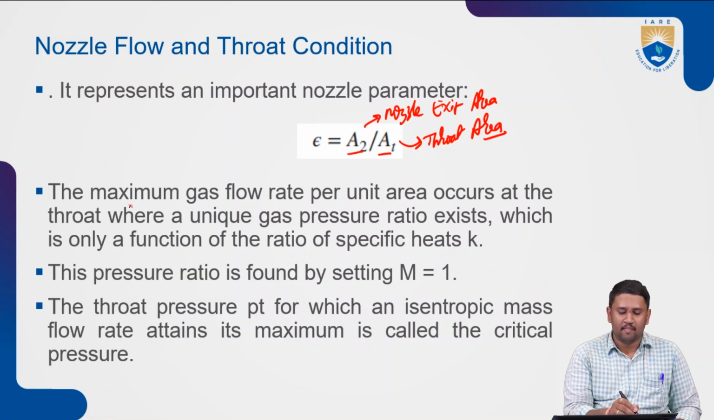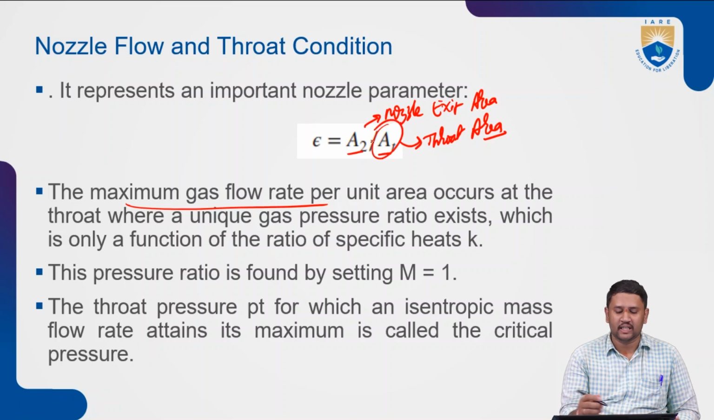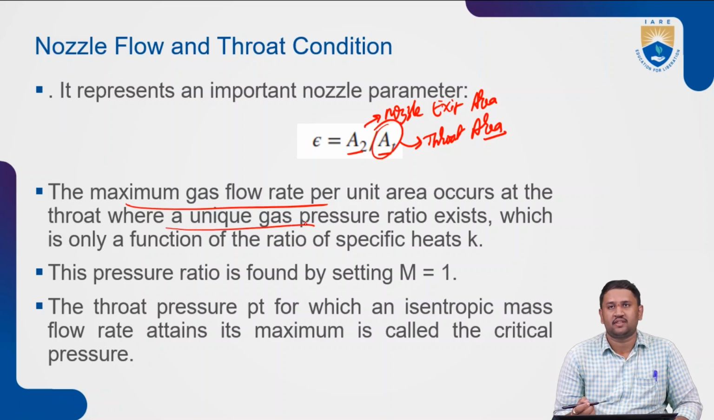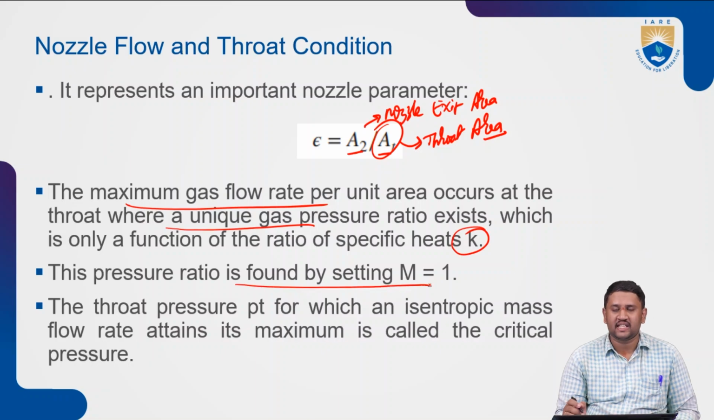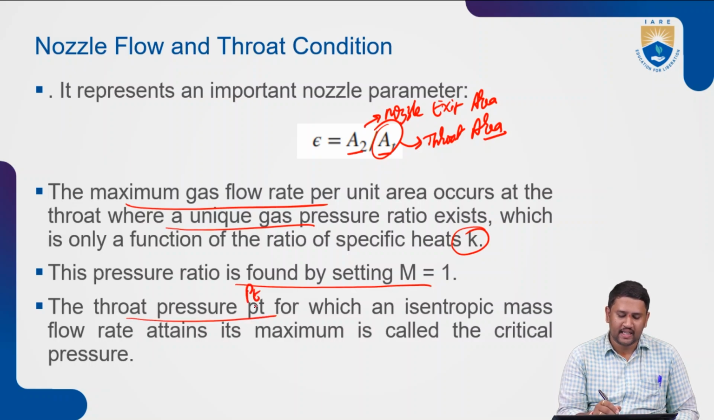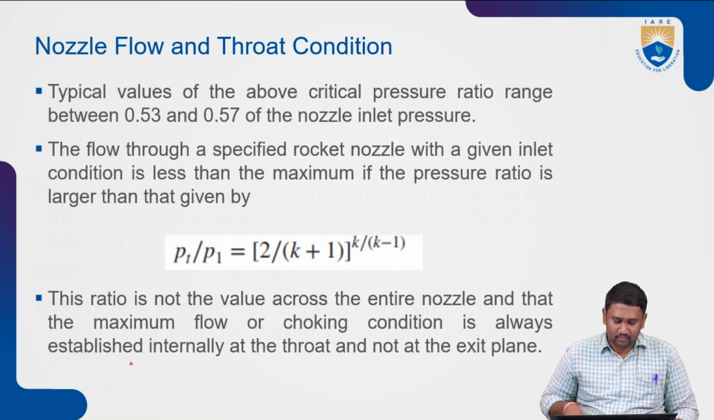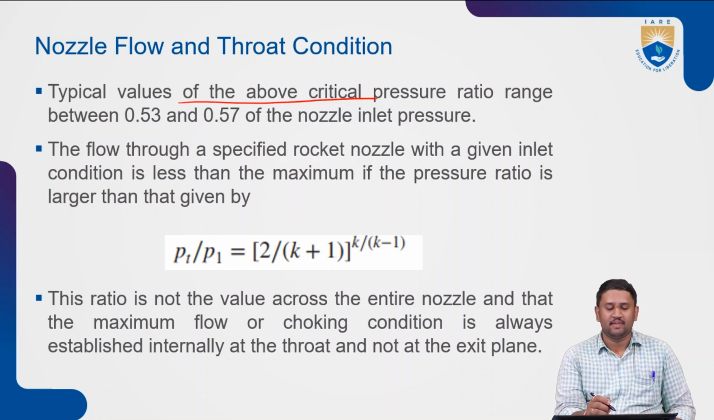Now, the maximum gas flow per unit area occurs at the throat, where a unique gas pressure ratio exists, which is only a function of the ratio of specific heats, K, and the pressure ratio is found by setting M equals 1. The throat pressure, that is PT, at which an isentropic mass flow attains its maximum, is called the critical pressure. The typical values of the critical pressure ratio range between 0.53 and 0.57 of the nozzle inlet pressure.